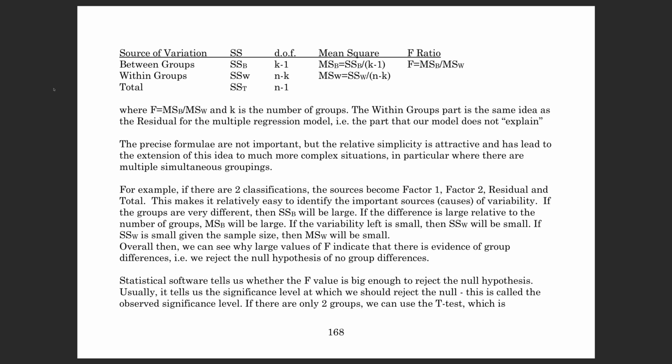So overall, it's easy to see that large values of F indicate that there is good evidence that there are indeed group differences, so we can reject the null hypothesis of no group differences. So statistical software will tell us whether the F value is big enough to reject the null hypothesis. Usually it tells us the significance level at which we should reject the null. That's called the observed significance level. If there are only two groups, of course, we can still use the t-test, but the t-test is equivalent to the F-test.